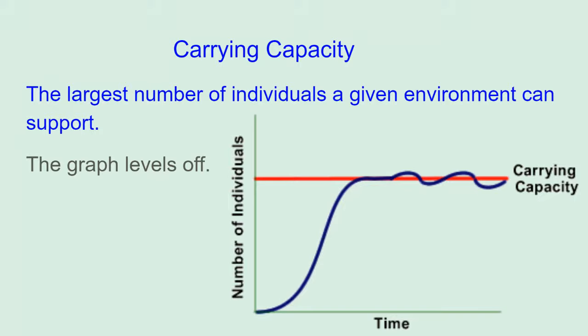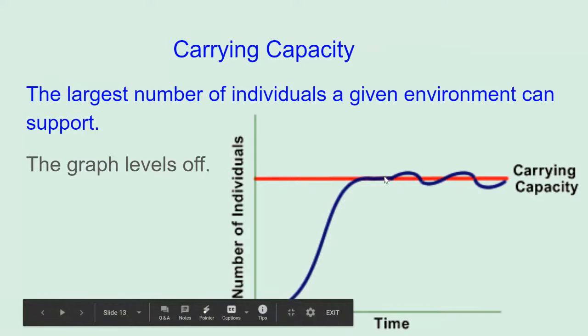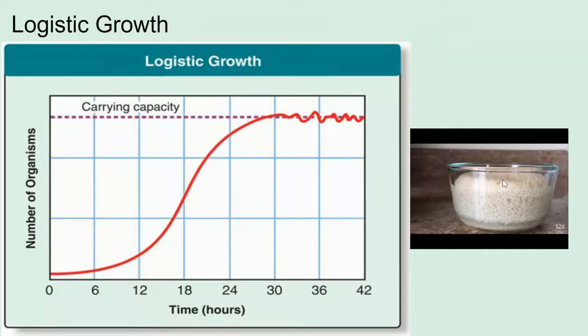There's a size limitation. And so once that bacteria reaches its carrying capacity, it might fluctuate a little bit, but it's not going to get too much bigger as a population because there's just not enough space. So it's going to stay at that carrying capacity. This is logistic growth because it started exponentially, but then it leveled off at the mark of carrying capacity.